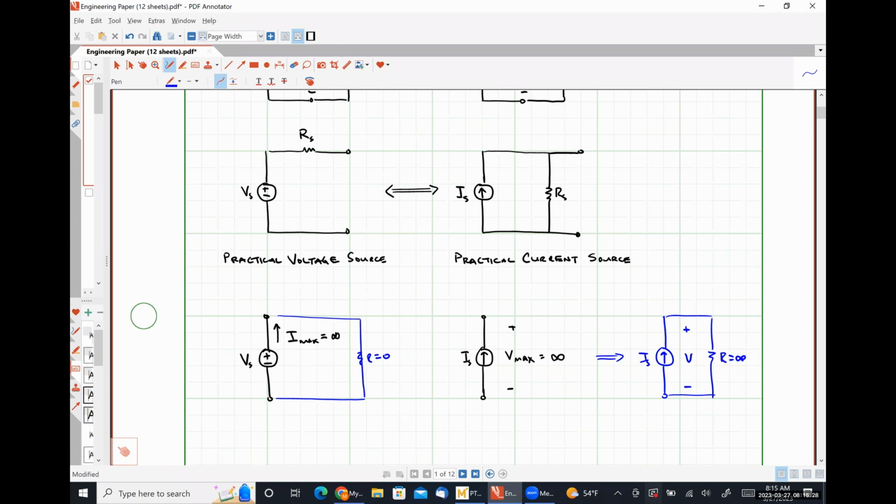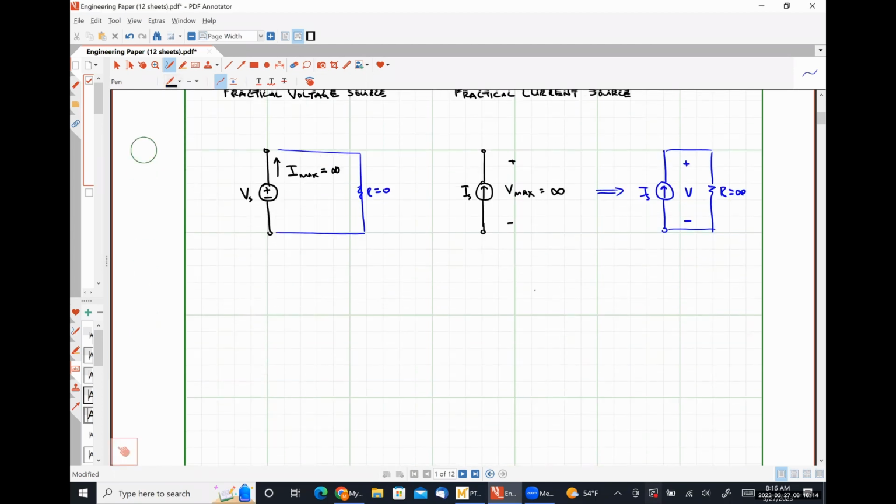So we use these practical sources to represent sources in physical systems, okay? And for, like I said a moment ago, for a practical voltage source, as RS gets closer and closer to 0, the practical voltage source acts more and more like an ideal voltage source. In a practical current source, when RS gets closer and closer to infinity, it behaves more and more like an ideal current source. Okay. So we've talked about what these practical voltage and practical current sources are, how we're going to use them in circuits. Now, let's figure out under what conditions they are electrically equivalent.